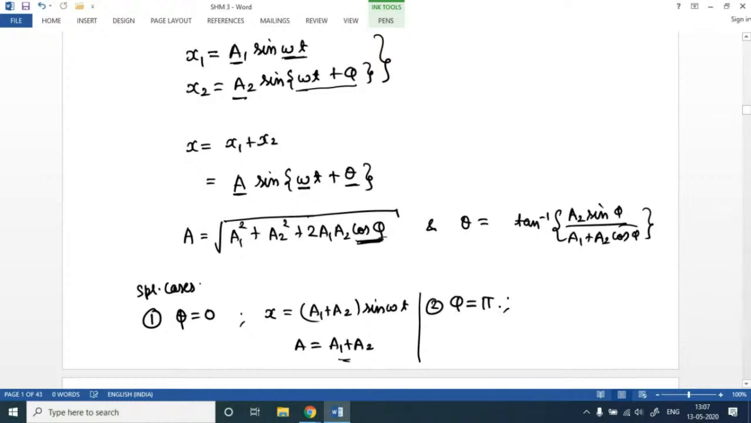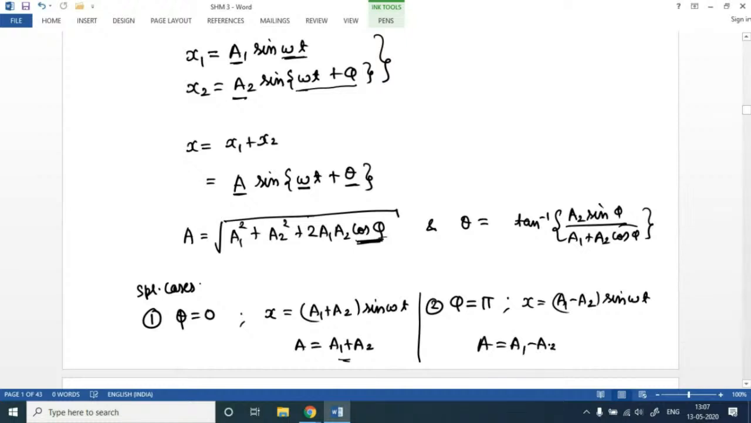And you can have another special case, if phi is equal to pi, it means they are out of phase. Then x would be sine omega t plus pi, which is minus sine omega t, so that will become a1 minus a2 into sine omega t. Here you can say the resultant amplitude is nothing but a1 minus a2.